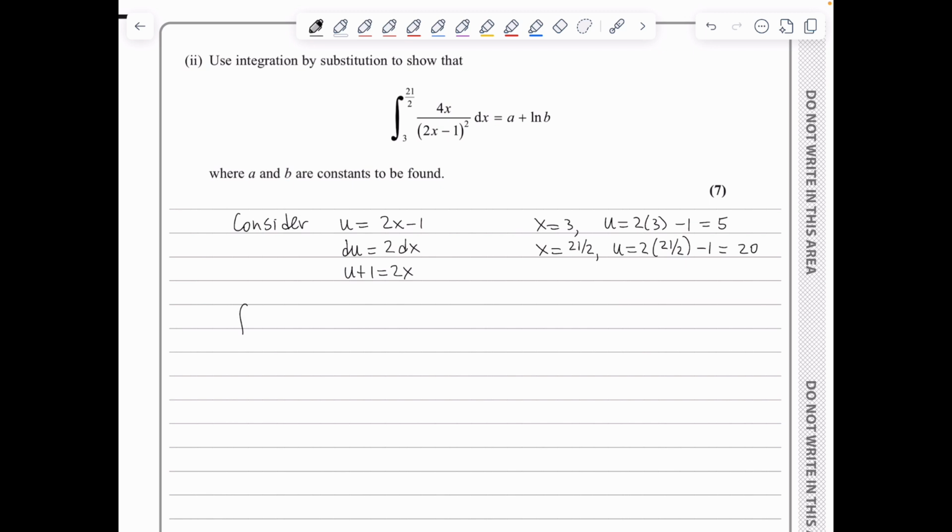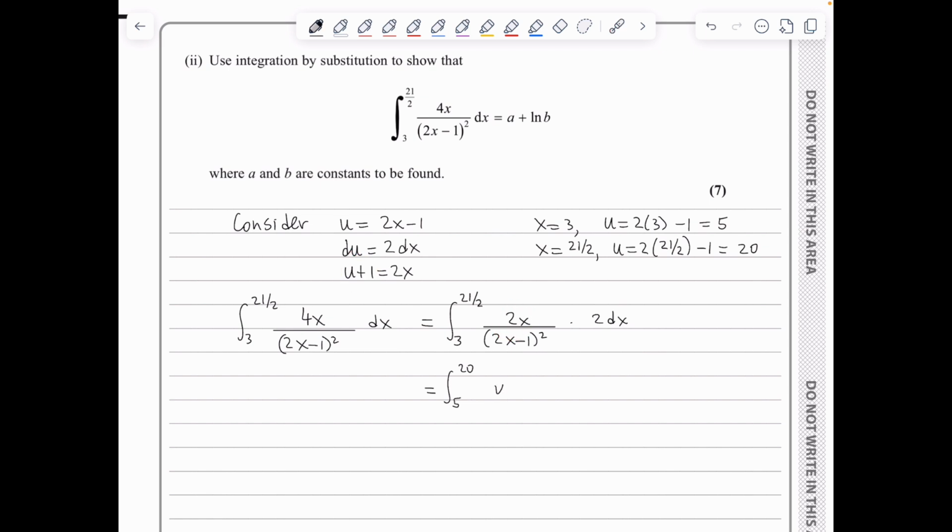And therefore the integral from 3 up to 21 over 2 of 4x over (2x minus 1) squared dx can be thought as the integral from 3 up to 21 over 2. I will split the 4x as 2x times 2, and we've got the (2x minus 1) squared in the denominator. So the new limits are 5 and 20 respectively. The 2x here will be replaced with u plus 1.